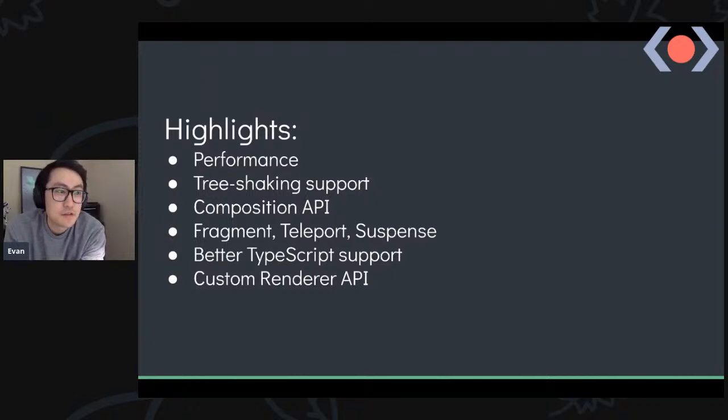First of all, performance, obviously. Then there is tree shaking support. The framework is now designed with tree shaking in mind, so that we can drop the parts that you don't really need. This solves the dilemma where we were adding more and more stuff to Vue 2, so the bundle size keeps growing, but there's no way for us to shave off the weight. So tree shaking helps us with that.